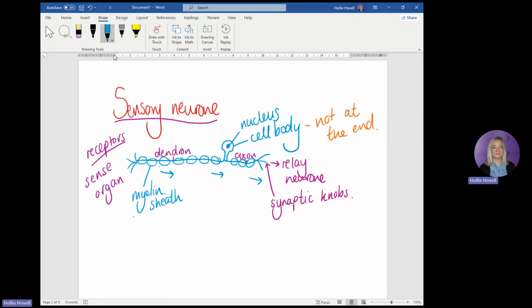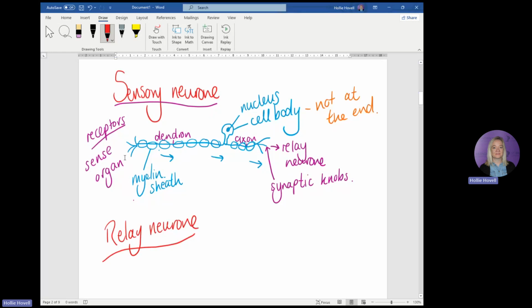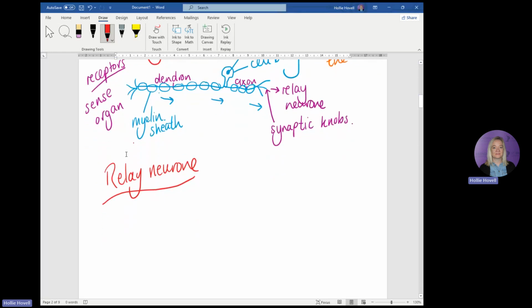So the next type of neuron we've got is called a relay neuron. And the labels are the same. It's still a type of neuron, but it's slightly different in that it's not a long, thin neuron. The relay neuron basically only has a cell body. Okay, so all of this bit is the cell body, because this is where the nucleus is.